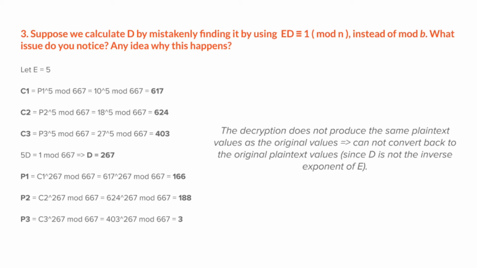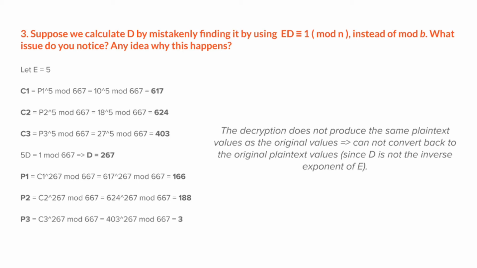We do get a result for this, but when we try to use this D value in P is equal to C1 to the power of D mod N, we get invalid results for our plain text value. So we get 166, 188, and 3. Again, if we go back to our first slide, we see that P is actually supposed to be 10, 18, and 27, and that's not the case here.